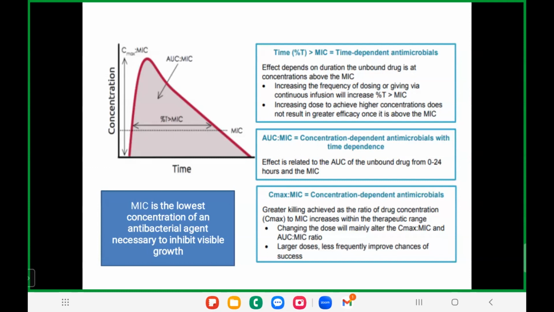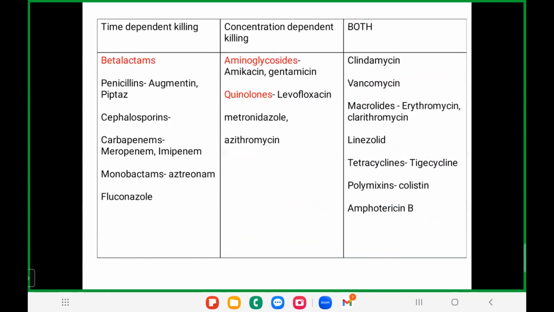And in between, drugs like vancomycin need to have both actions. Like they need to have high concentration and need to have more time. So for them, you need to see the area under the curve. Area under the curve will cover the x-axis and y-axis, so it will be useful to monitor their effect. So if you go to examples, we'll understand.